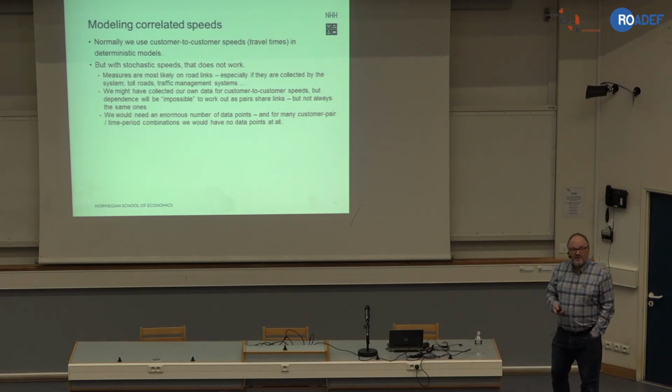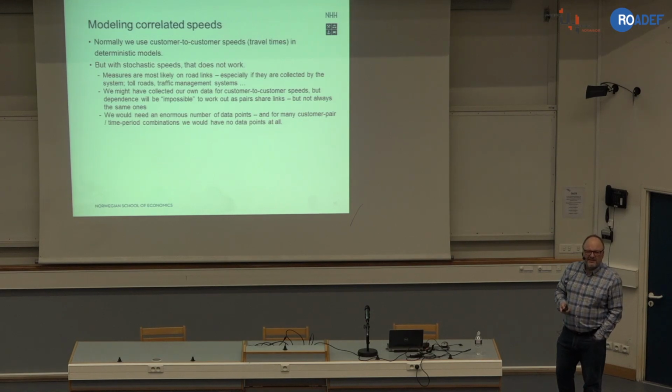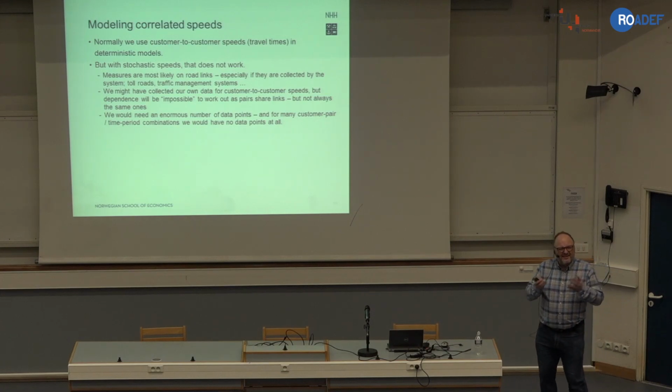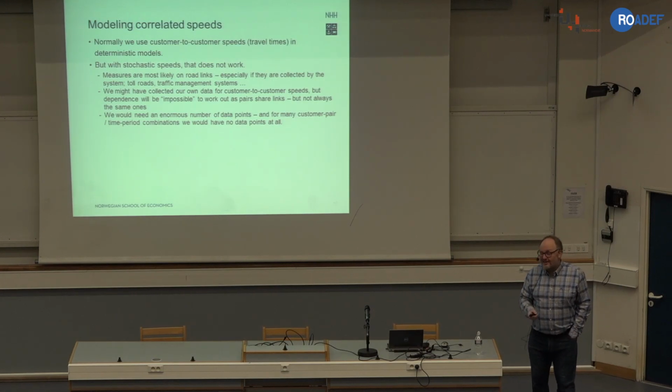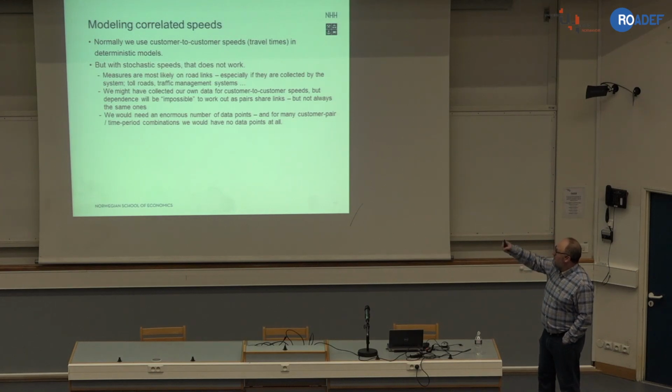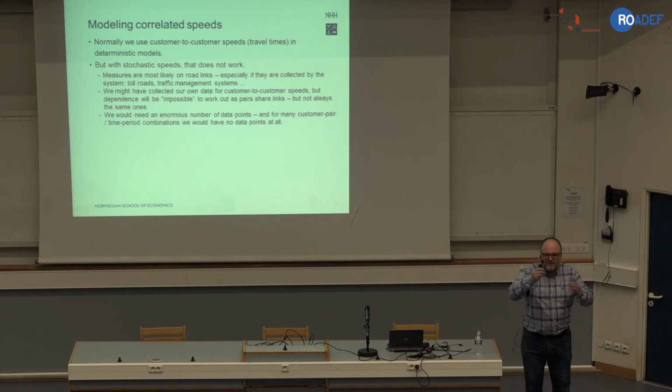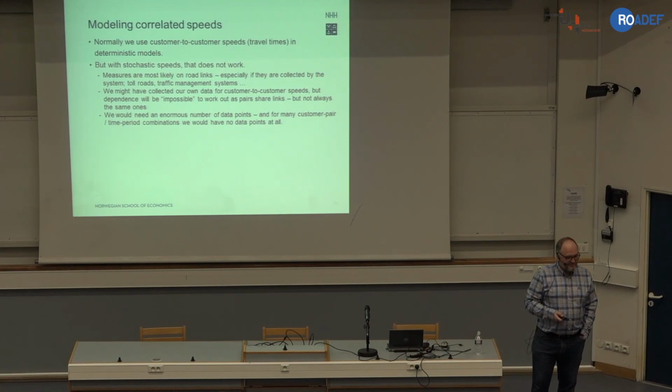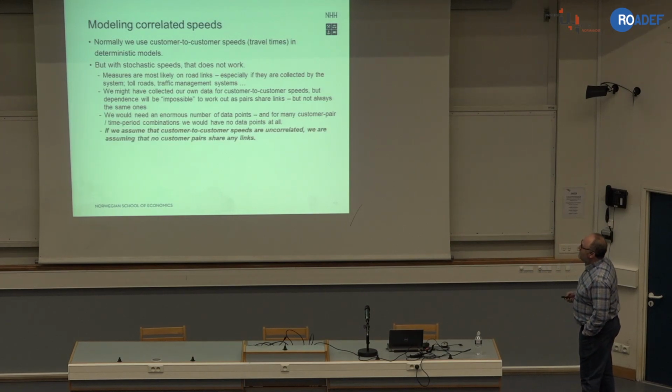I think we would also need an enormous number of data points. Of my 25,000 random variables, I think you would need an enormous number of data points to come up with a reasonable set so that it actually means something as a description of the true underlying stochastics. And of course there will be a lot of customer pair time period combinations for which you have no data points at all because you've never done it.